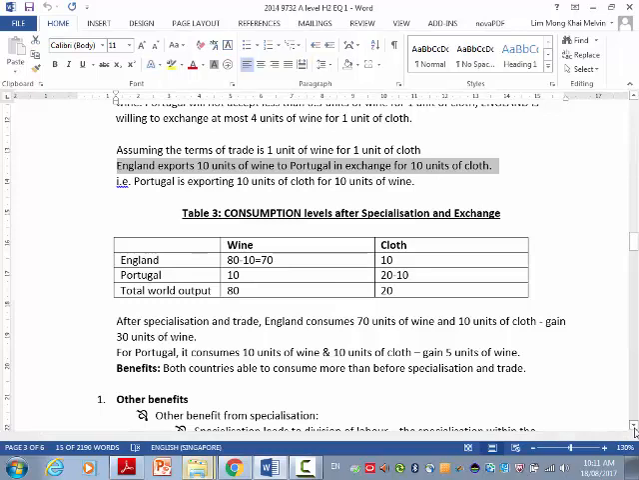Alright, for specialization and trade, England consumes 70 units of wine and 10 units of cloth. For Portugal, it consumes 10 units of wine, 10 units of cloth. So both countries are actually able to consume more than before, specialization and trade.